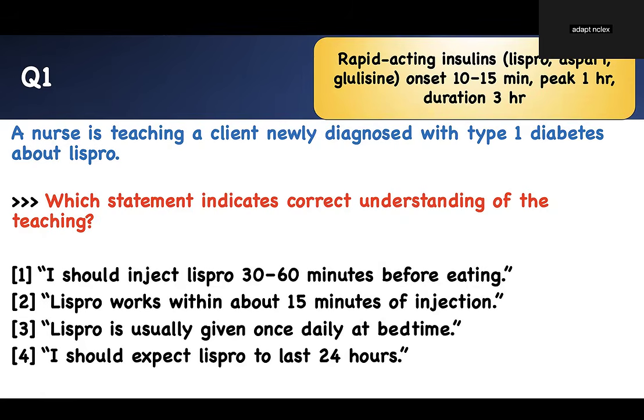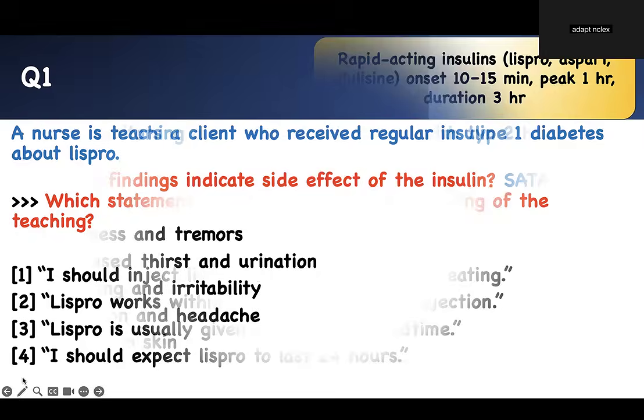I'm going to give you a key concept that you can use to answer these questions. As you can see, Lispro works within about 15 minutes of injection. If you give it 30 to 60 minutes before eating, look at the peak. The peak is 1 hour. At that peak, the patient will be hypoglycemic before they eat. That's a wrong answer. The correct answer is what? Number 2. This is how you answer questions related to insulin. Number 2 is your right answer.